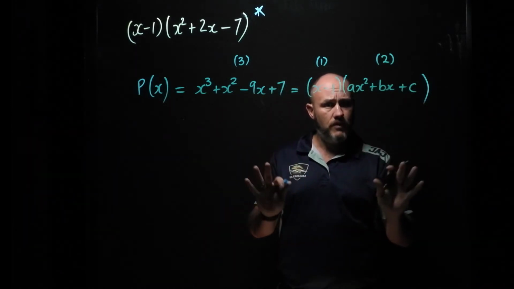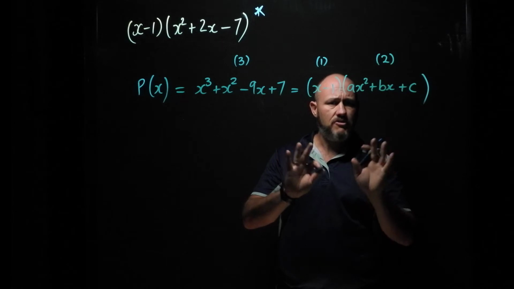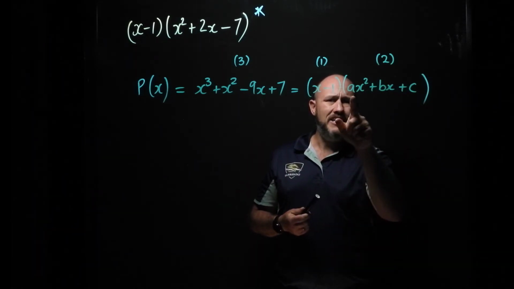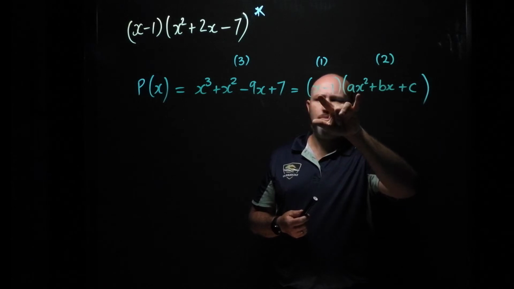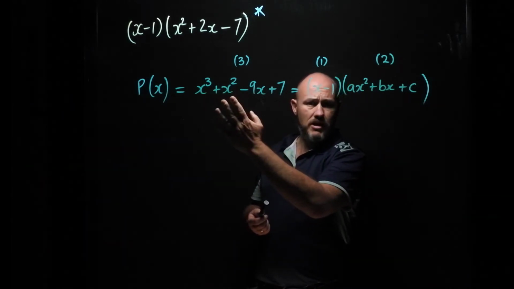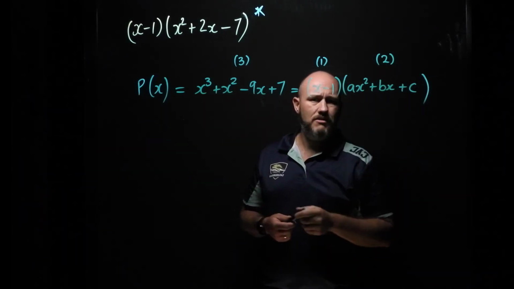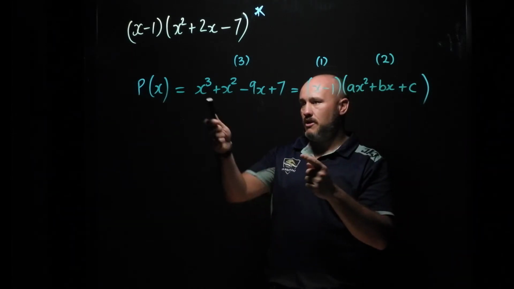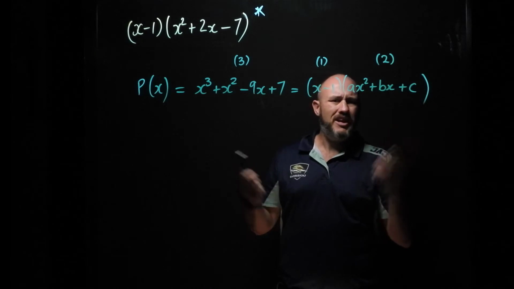Now I'm going to avoid the logic for now, but have a think about it as I'm going through it. For example, I'll give you the one case. What does a need to be to make those two multiply to give the x cubed? That's the only way I can get x cubed: if I've got the x times the x squared. Obviously a has to be 1. X times 1x squared is going to give me 1x cubed. So you can work it out pretty quickly.